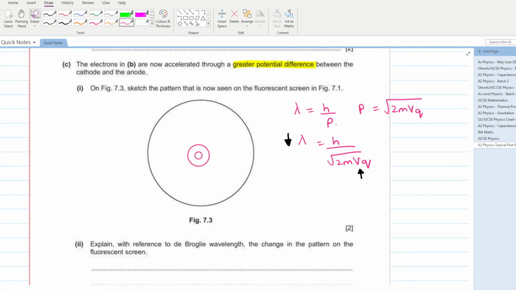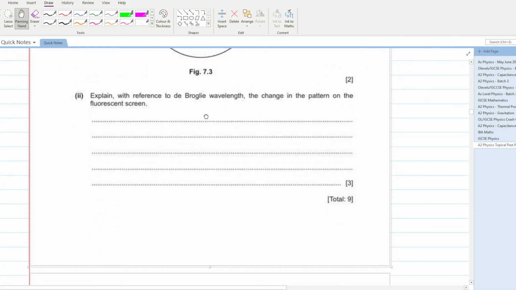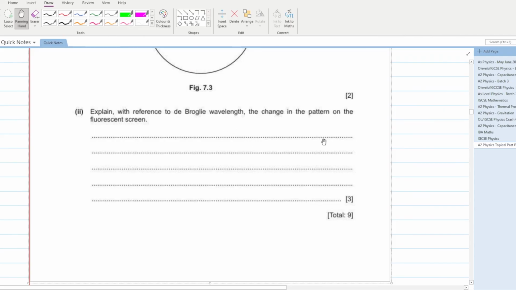Explain with reference to de Broglie's wavelength the change in the pattern on the fluorescent screen. We have just done that. You can also write it in words: a greater potential difference results in greater momentum.